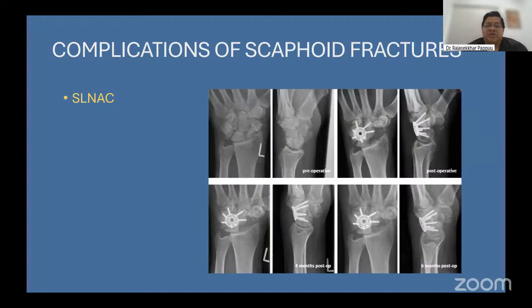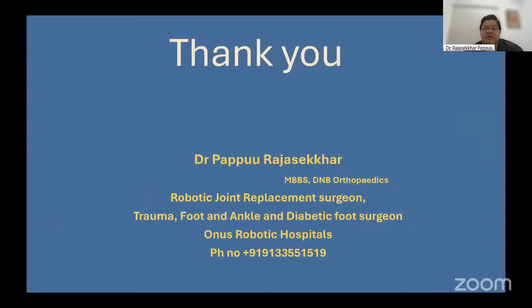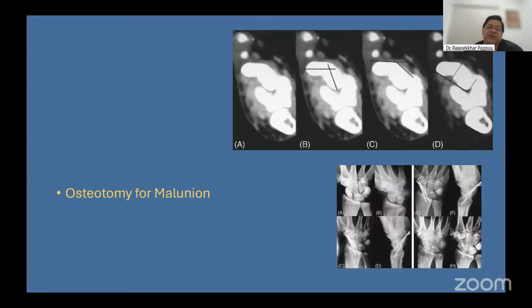In scapholunate advanced collapse, we have to go for a proximal scaphoidectomy. Sometimes we even do a styloidectomy, and we also do intercarpal fusion, either limited fusion or total carpal fusion, leading to stability of the wrist, and that will give some pain relief. But when there is severe arthritis, wrist fusion is the only option.